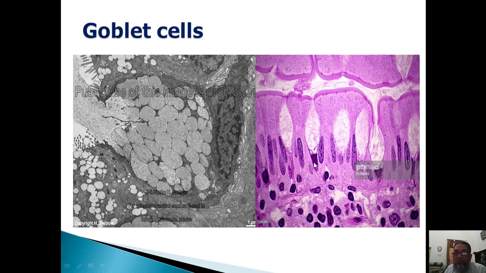Now this is the H&E stain. Look at the picture. The nucleus is toward the basal side, and the apical cytoplasm, pear shaped, is filled with the mucinous granules. So this is the true picture of a goblet cell.